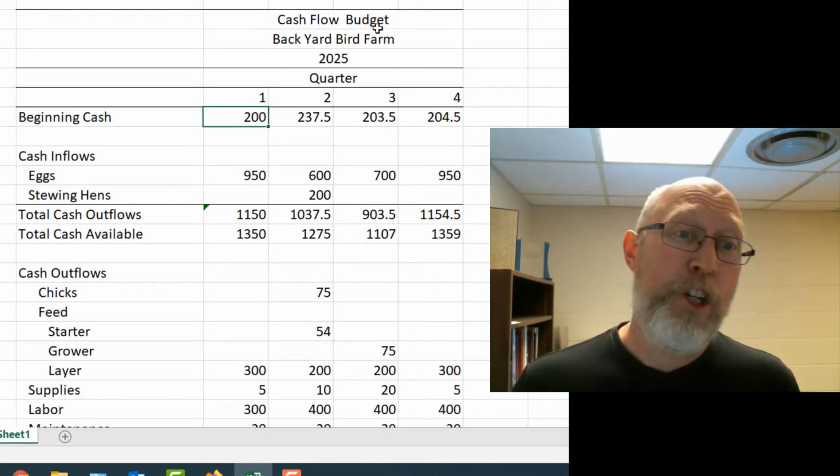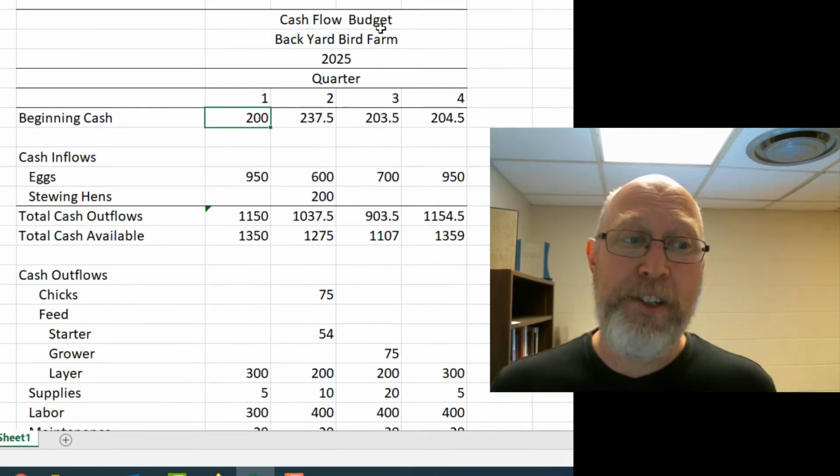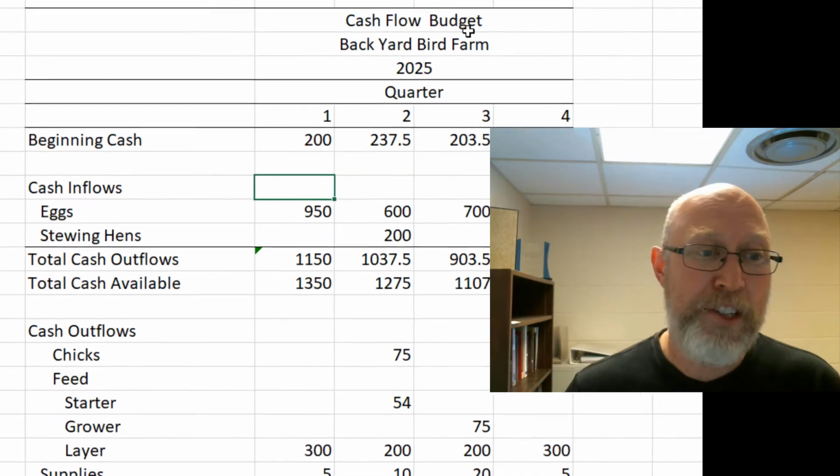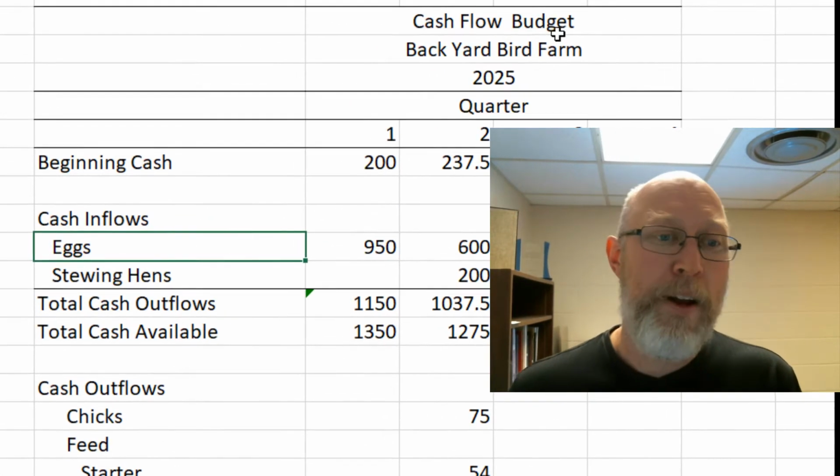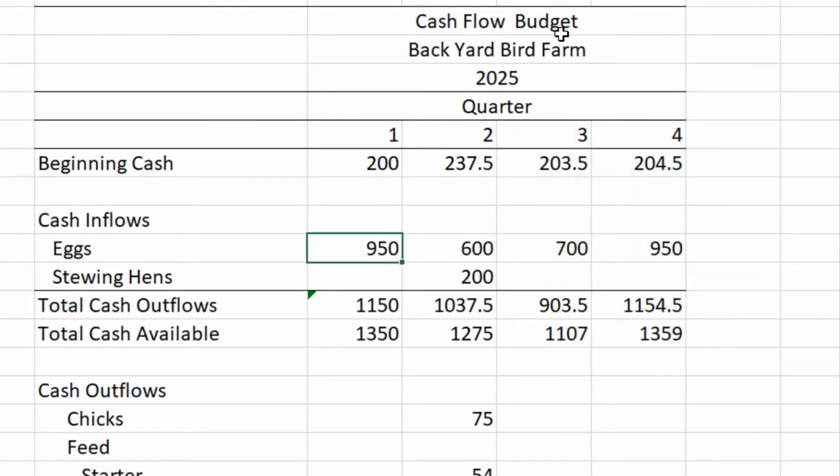And then we list the good news first. Every budget does this. You list the good news first. And the first thing is eggs. And we got a number, 950. Now I got that number by making a couple of educated guesses on how the cash flows would behave based on the budget that I based this off of.